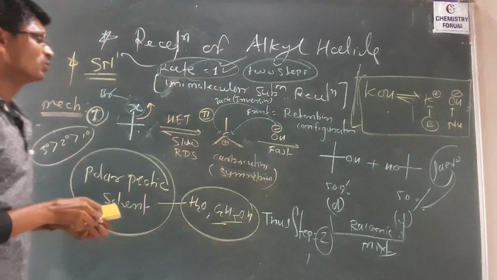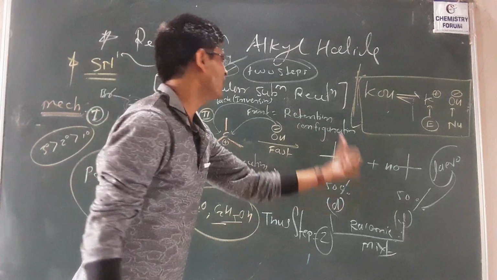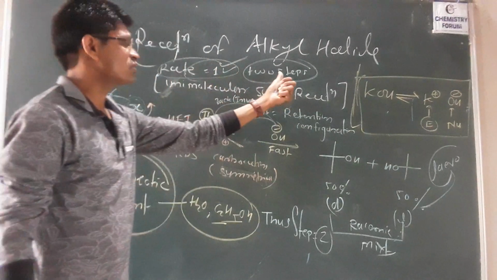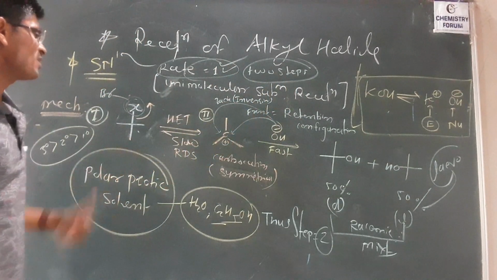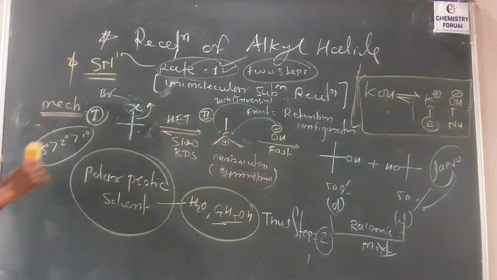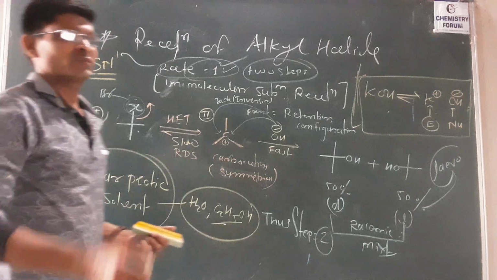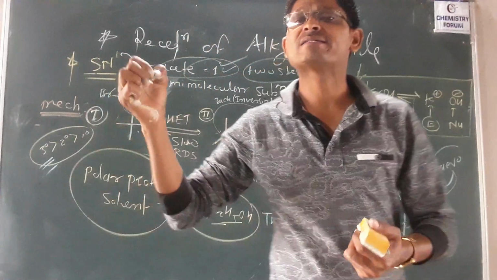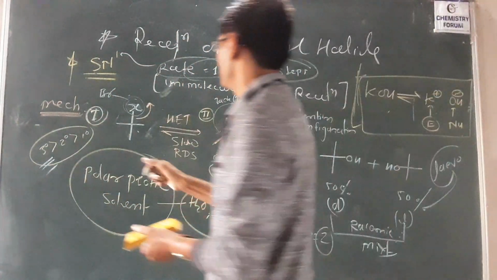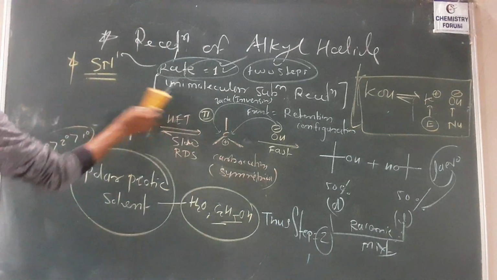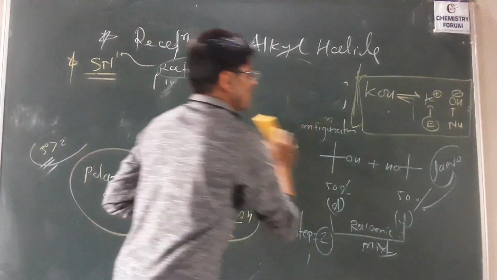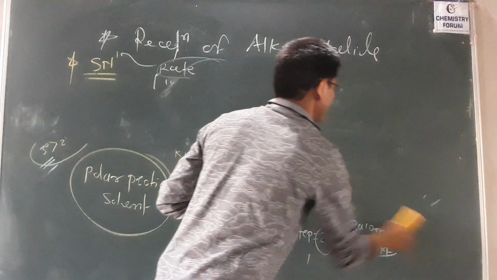ऑर्डर हमने रेट से फाइंड आउट किया और स्टेप हमने मैकेनिज्म से फाइंड आउट किया. And here the most important is that this is the order of carbocation. Tertiary carbocation more stable than secondary and primary carbocation. So here in the next figure comes the energy profile diagram of the SN1 types of the reaction.